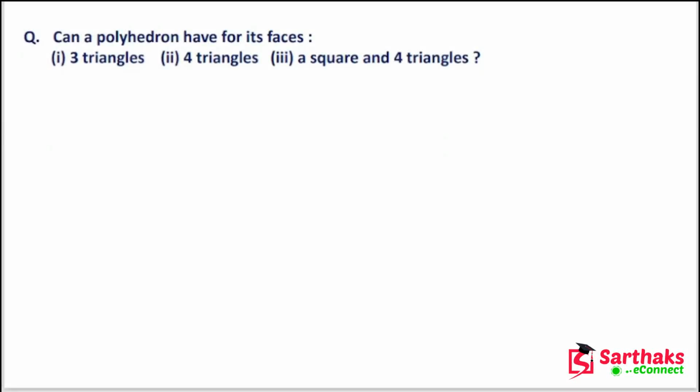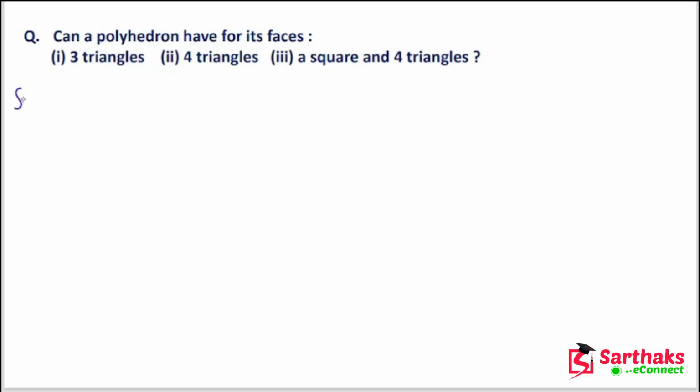Now this question says, can a polyhedron have for its faces 3 triangles, 4 triangles, a square and 4 triangles? So can a polyhedron have these? See, if you see the first part, you can clearly say that no sir, 3 triangles cannot make a polyhedron, because we have just answered that at least 4 planes are required to make the smallest polyhedron, which is the tetrahedron.